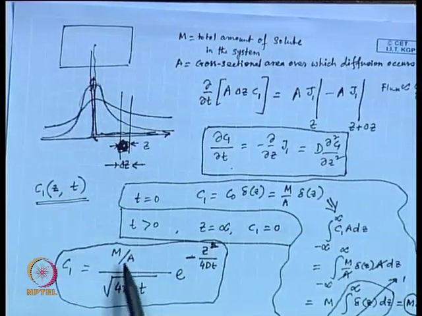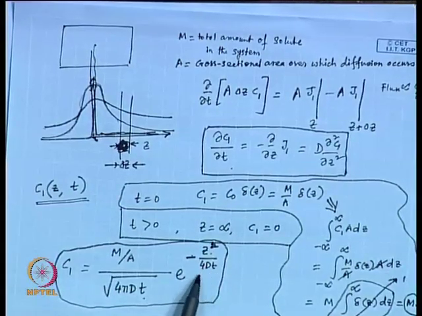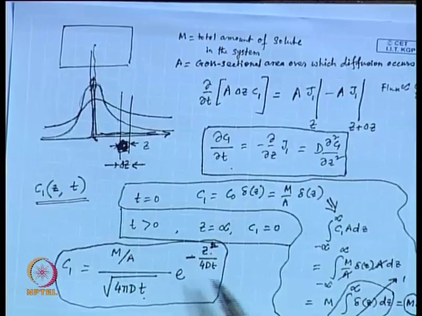C1 is equal to m by a square root of 4 pi Dt. So, t is coming here and z is coming there and t is coming there, and of course, the diffusivity D. Diffusivity and diffusion coefficient, we are just using them, it is basically the same term. Now, it is a function of the diffusivity, it is a function of time, and it is a function of space.